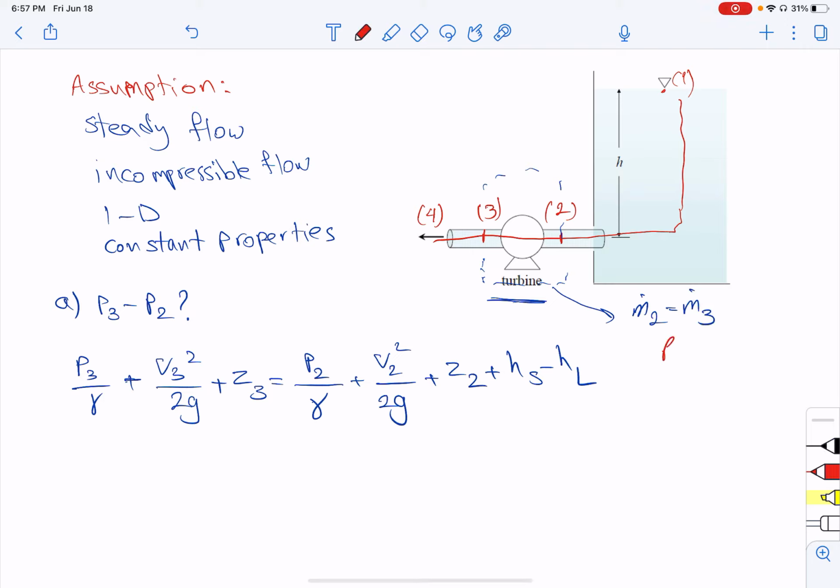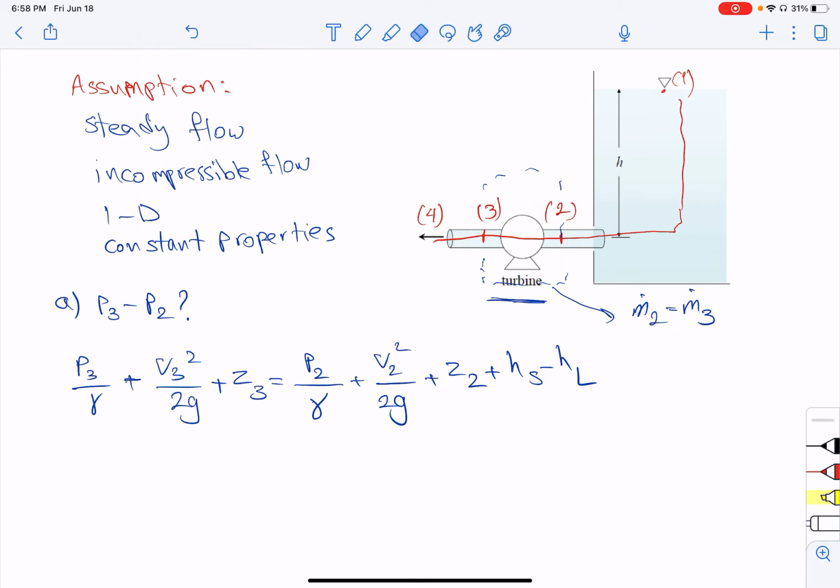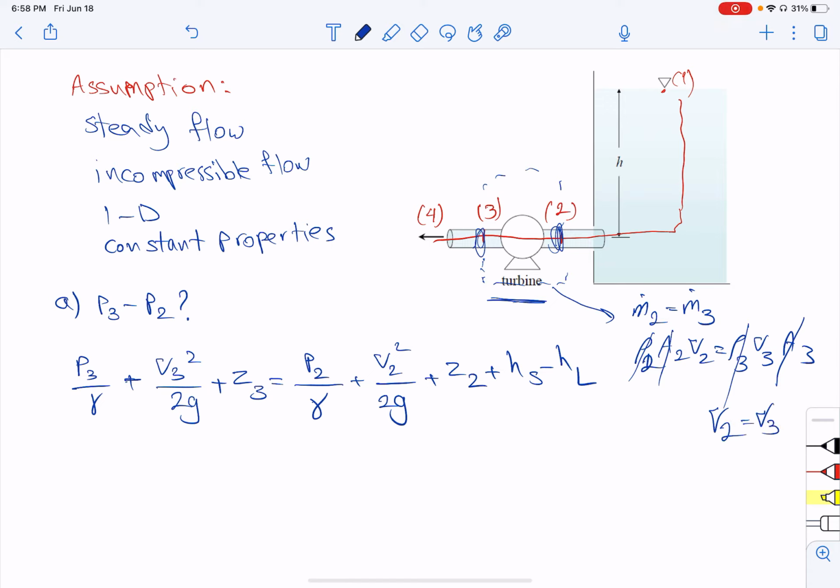So it's going to be rho 2, A2, V2 equal to rho 3, V3, A3, right? The same density, so they cancel out. The area of the pipe right here and right here is the same, so the area cancels out from both sides. So V2 is equal to V3, right?